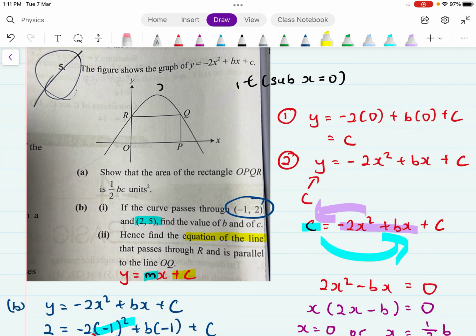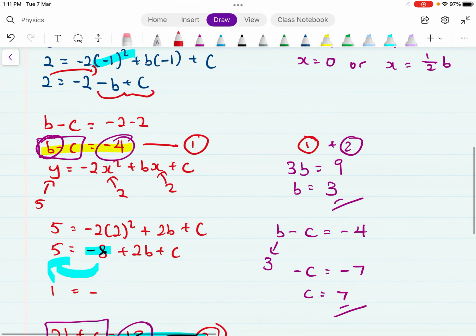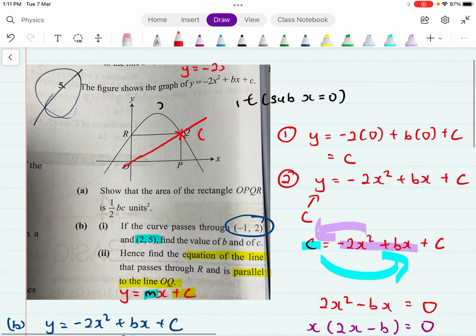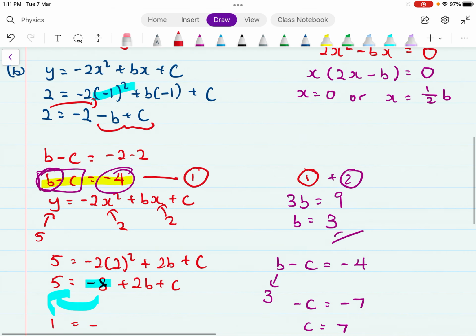But the question is, how do I find it? Okay, let's determine the gradient first. In order to find a gradient, you need to look at the last statement. So they say that the line is parallel to the line OQ. So OQ, right? So let's draw the line OQ. Okay, so we know that Q is... Okay, C, right? Okay, so I need the two values. So 3 and 7. So my equation is y equal to negative 2x squared plus 3x plus 7.